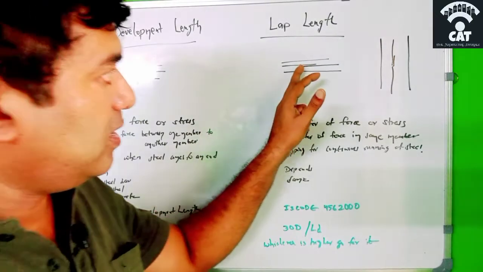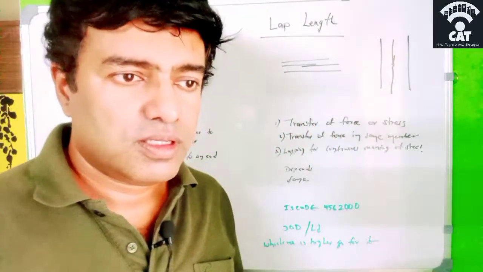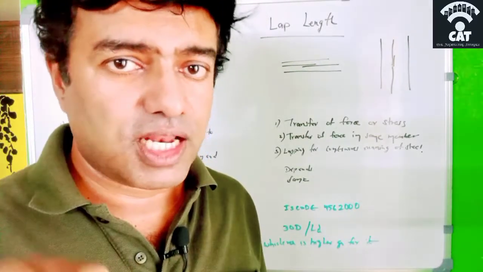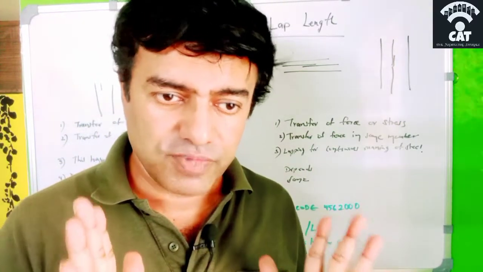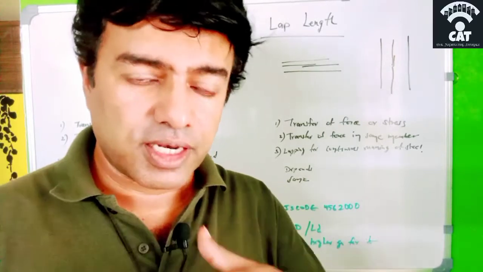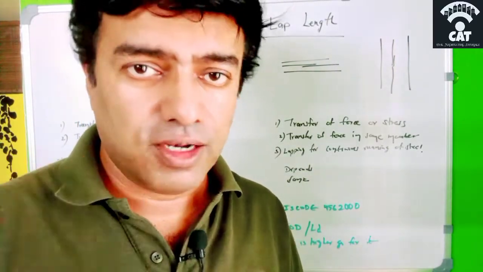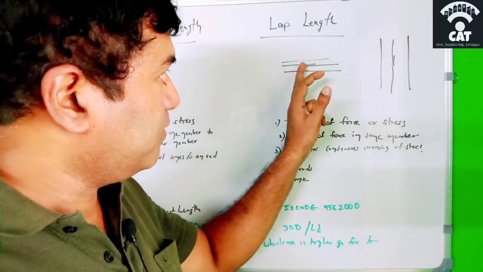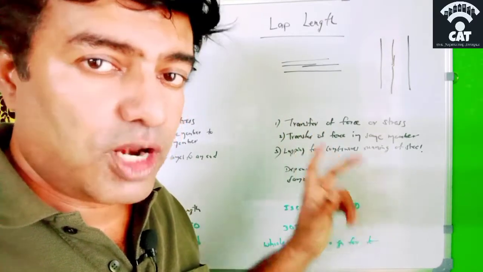The length up to which the lap should come depends upon the force, the grade of the steel, and so many factors that I will discuss. But the lap length is a particular length; we cannot lap it just like that. If you don't lap it at the required length, the required force will not transmit from one steel bar to another steel bar. So that particular length, from here to here, is called lapping length or lapping zone.